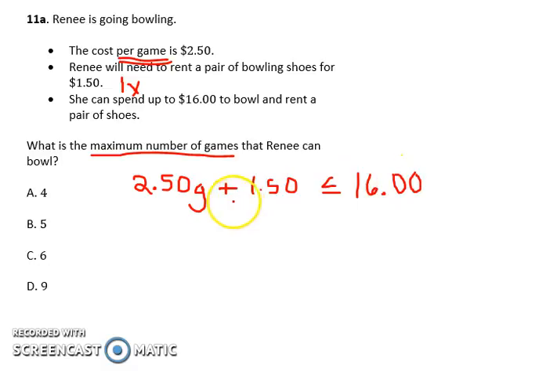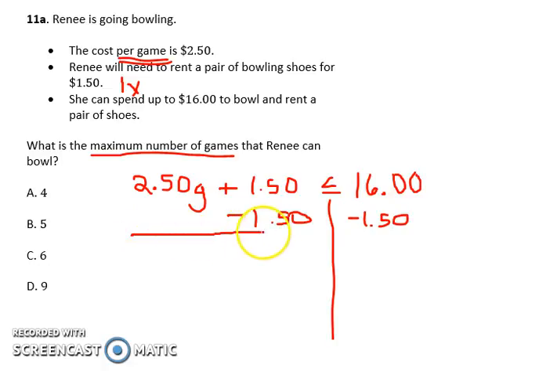So, first thing we're going to do, we want to get this number with the G by itself, which means we have to move our friend 1.50 away. I'm going to draw my line down here. If I have a positive $1.50, the way that I'm going to move it is to make it negative. So minus 1.50. And whatever I do on the left-hand side of this inequality sign, I also have to do on the right-hand side. So if I subtracted 1.50 on the left, I need to subtract 1.50 on the right.